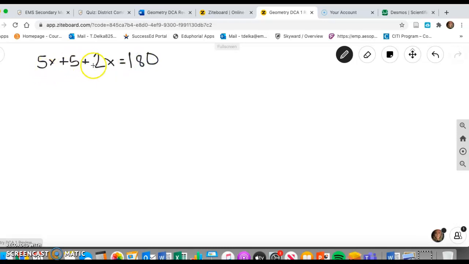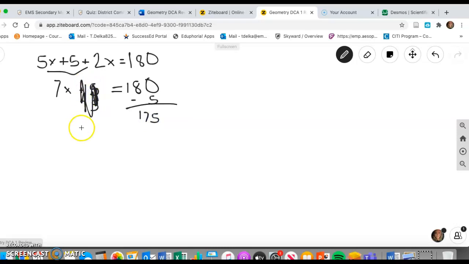Now, I've got a 5x and a 2x, and I can add those together, and I get 7x plus 5 equals 180. So now, I have to get rid of the 5 on this side to get x alone. I get 175, and over here I can get rid of this completely, because a positive 5 and a negative 5 come out to nothing. So I get 7x equals 175.